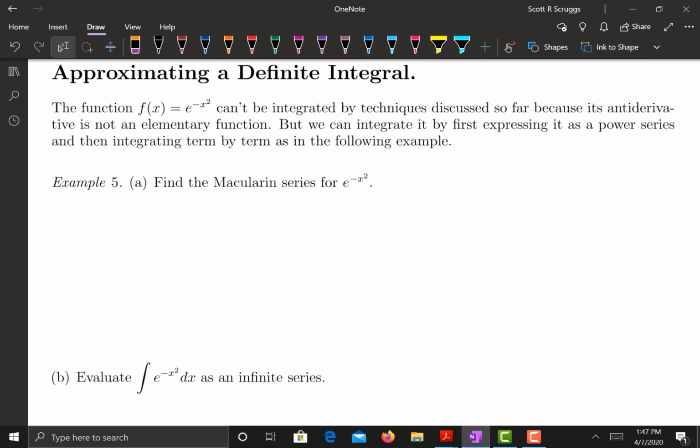Now another cool thing that we can do with Taylor series is we can approximate a definite integral. And to illustrate that, I'm going to do that with e to the negative x squared. I'm going to tell y'all right now that based off the tools that we have, I can't integrate this function. That's because my antiderivative is not an elementary function, which means that it is a function that we've typically become accustomed to play with.